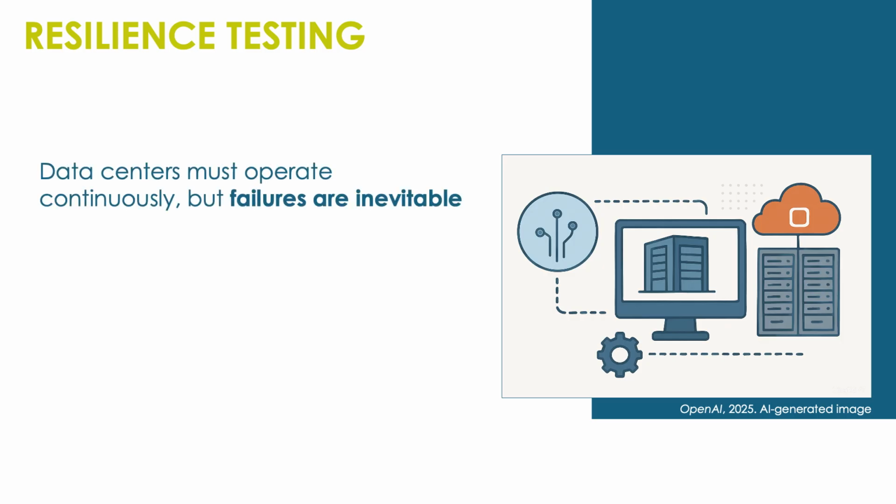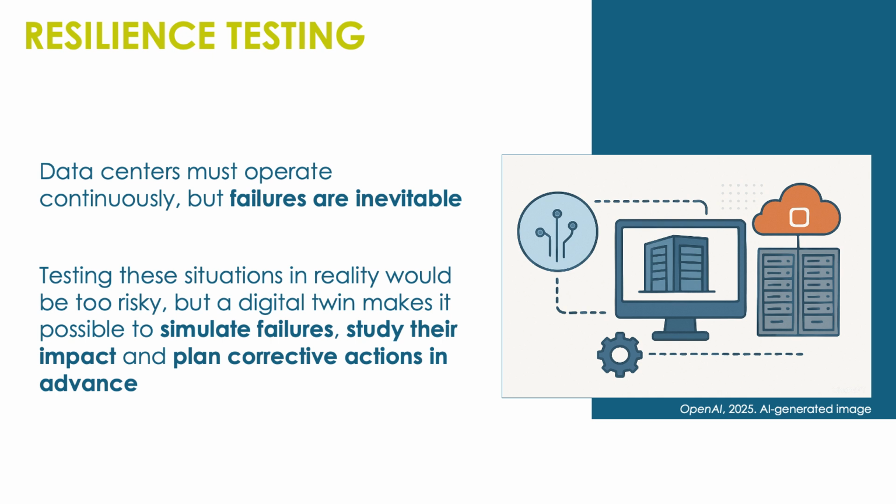Another major application lies in resilience testing. Data centers must operate continuously, but failures are inevitable. A chiller may fail during a summer heatwave, or a power outage may affect one wing of the facility. Testing these situations in reality would be too risky, but a digital twin makes it possible to simulate failures, study the impact, and plan corrective action in advance. This approach not only improves energy efficiency, but also strengthens reliability and business continuity by highlighting weak points before they cause disruption.